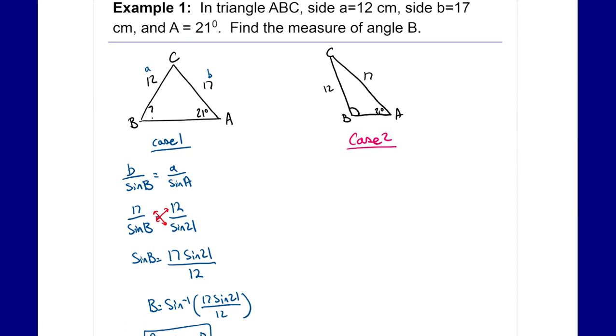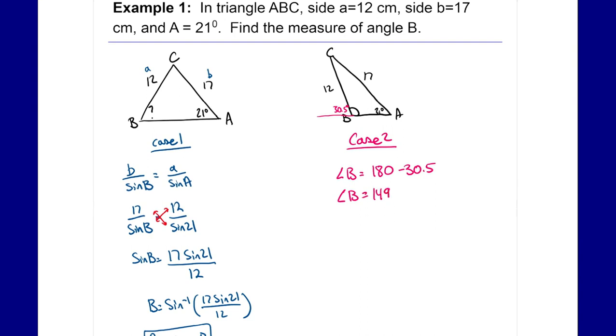Your calculator usually gives you the acute angle. So we do know, though, that if we imagine it making a line across to 180, similar to what the CAST rule might be, this reference angle in here would be 30.5 degrees. So for case 2, angle B could equal 180 minus 30.5. Angle B could equal 149.5.